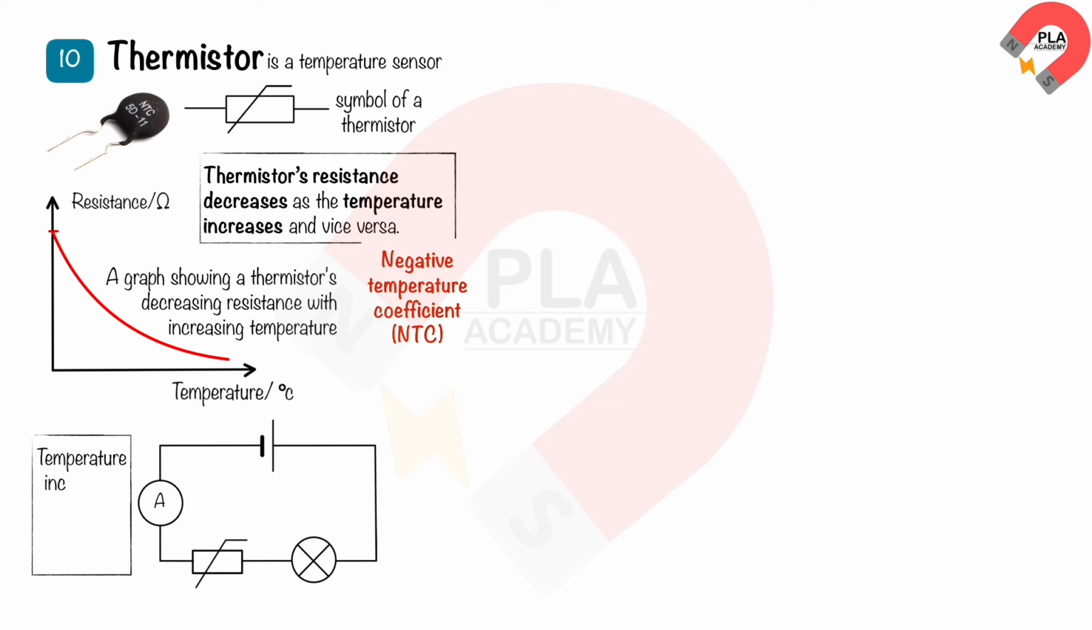In the circuit diagram, when temperature increases, the thermistor's resistance decreases, causing the current from the battery to increase. This causes a light bulb to shine brighter.